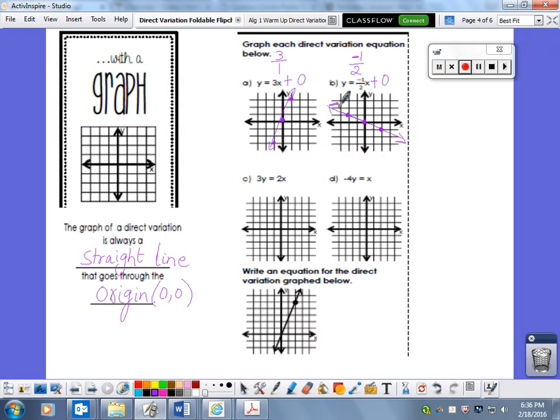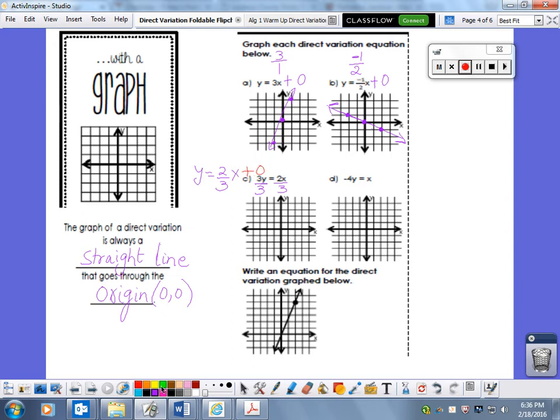Students, you can pause the video right now and work on C and D and then come back and check your work. Play the video and then check. So, for letter C, it is not of the form y equals kx. So I have to divide on both sides of the equation by 3. So there, now I'm left with y equals 2 over 3x. Again, notice there's no y-intercept. So it's the same as adding 0 to this, right?